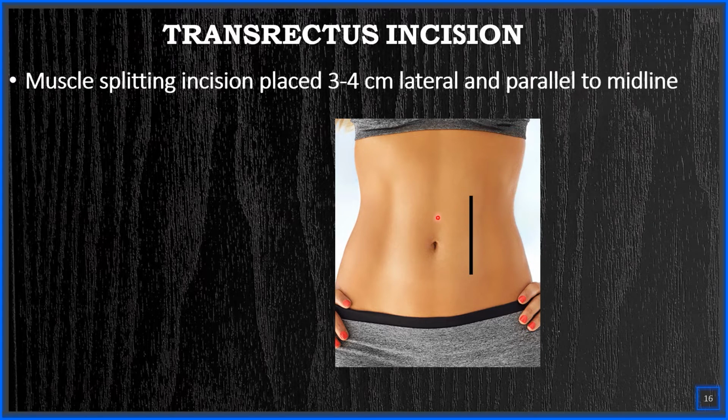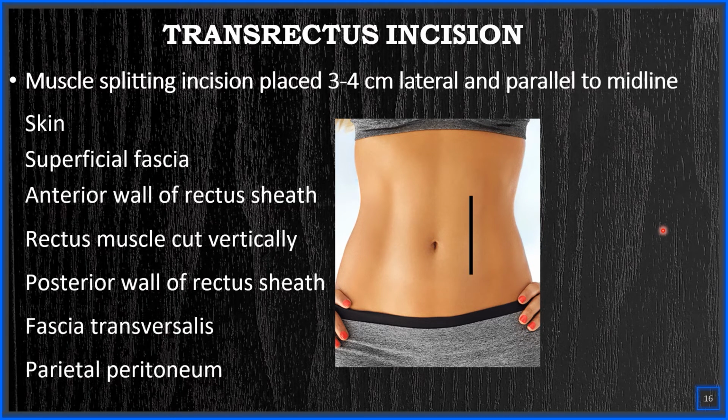So paramedian incision is placed 2.5 centimeters lateral and parallel to the midline. Whereas transrectus, we are going to cut through the muscle, and it is placed 3 to 4 centimeters lateral and parallel to the midline. So what are the structures that will be cut? We have the skin, we have the superficial fascia, we have the anterior layer of the rectus sheath, then the rectus muscle is cut like the skin incision, that is, it is cut vertically.